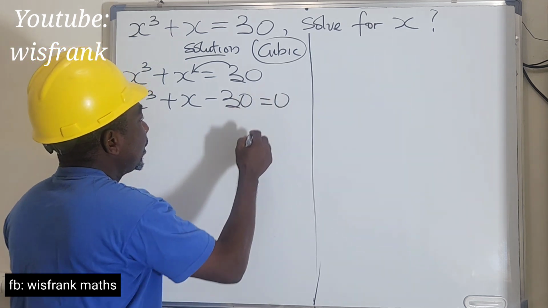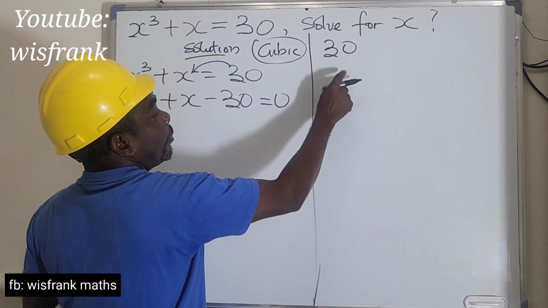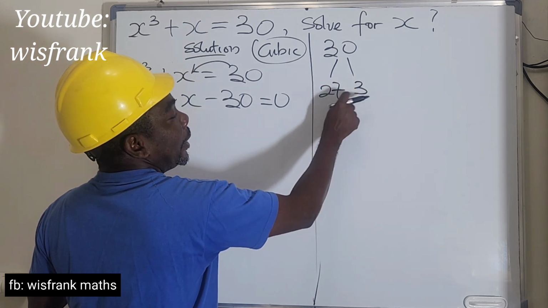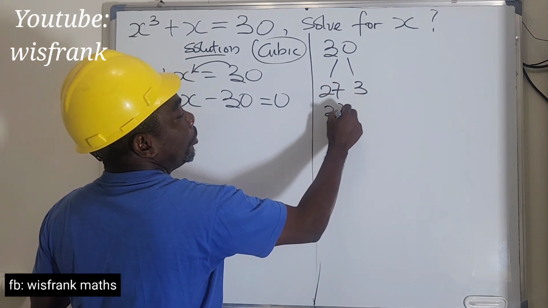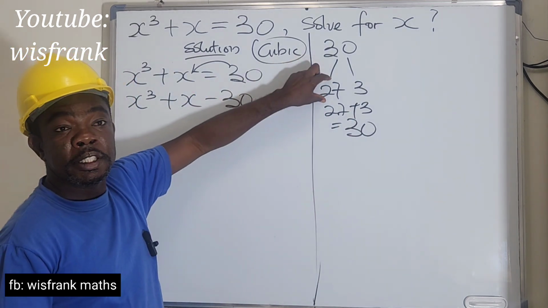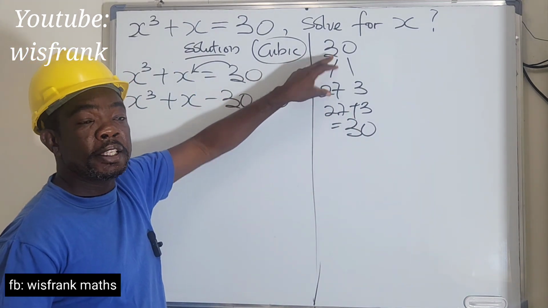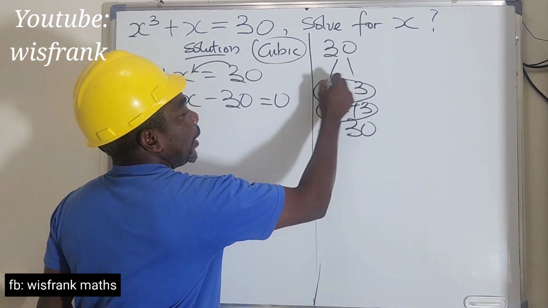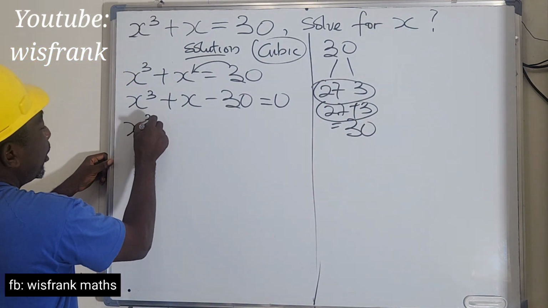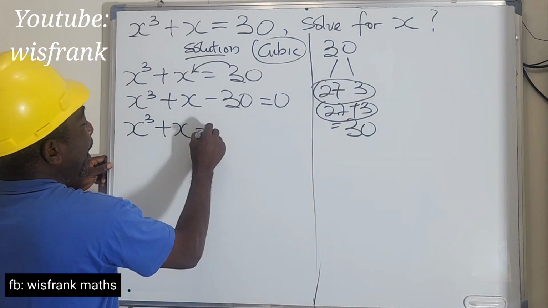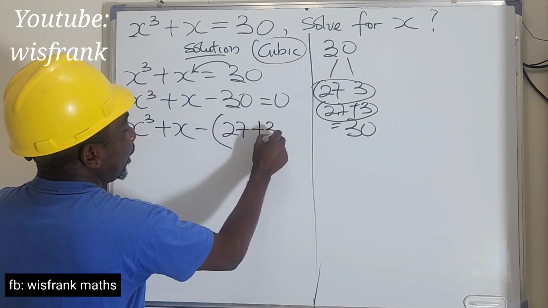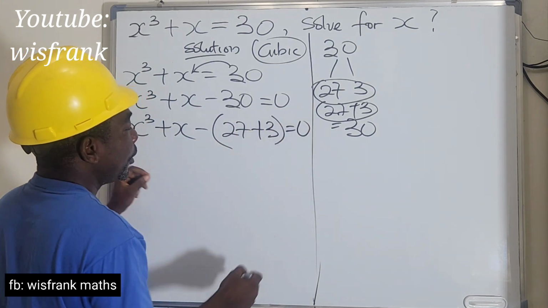So in this case, the factors of 30 are going to be 27 and 3. When you add these two, 27 plus 3 will give you 30. So the sum of these factors is going to be 30. So we are going to substitute this into where we have 30. So this becomes x raised to the power of 3 plus x minus (27 plus 3) equals 0.